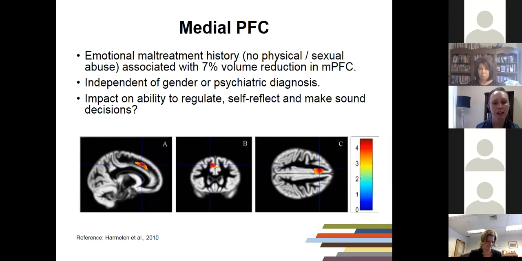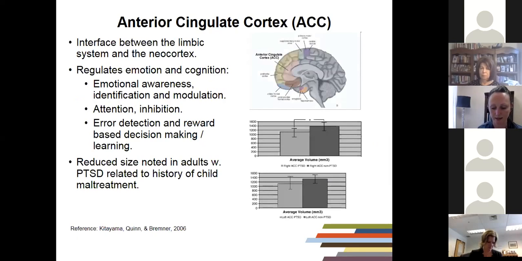So it's not working as well for individuals who have histories of trauma and maltreatment. That's what that red area is showing you. That's the difference between people who have maltreatment histories and people that don't have maltreatment histories in terms of their brain activity. And anything that's red or orange is showing a significant difference in terms of brain activity. All right, you can go on to the next slide.